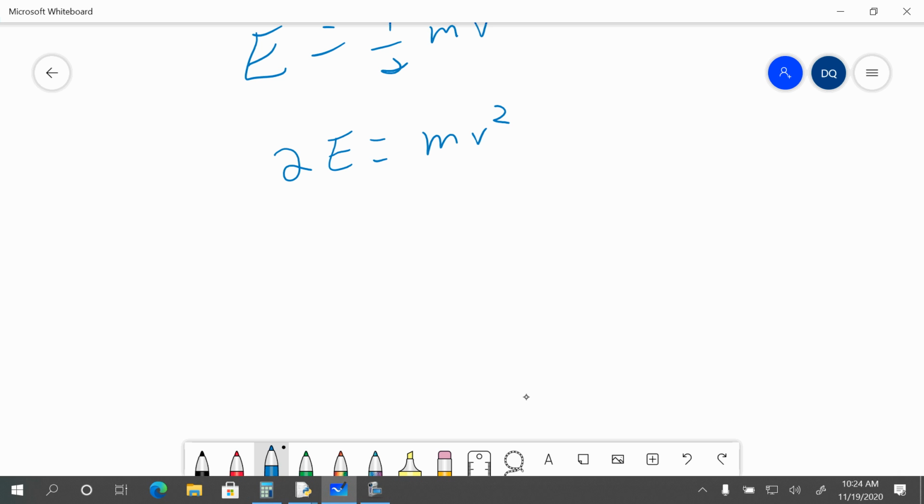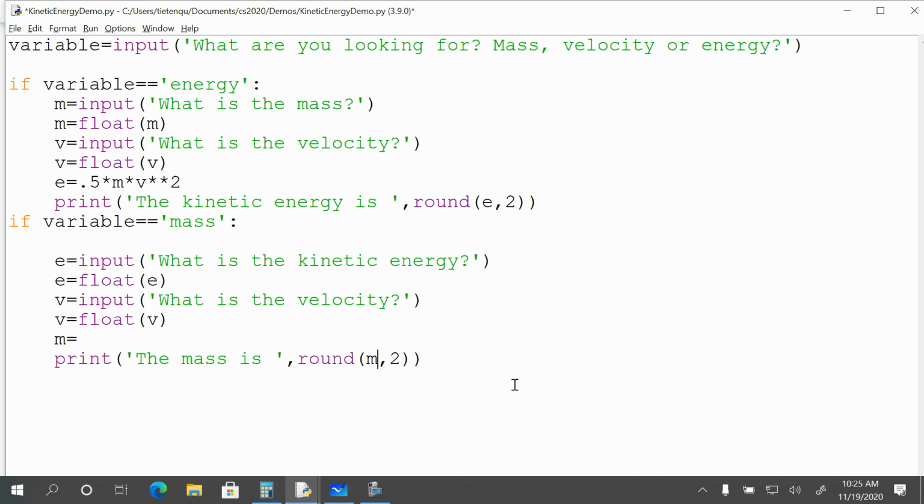Now mass is being multiplied by v squared. The opposite of that is dividing by v squared. So m is 2e over v squared. So now I'm going to enter that here. M is equal to 2 times e divided by v squared. I'm going to use brackets so that it squares v before dividing that quantity from 2e.